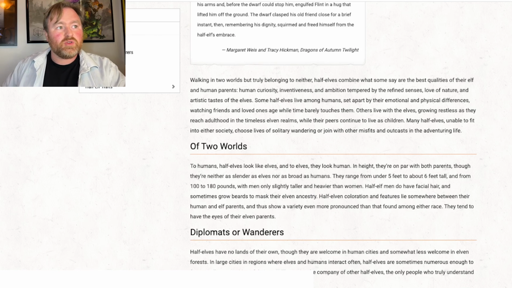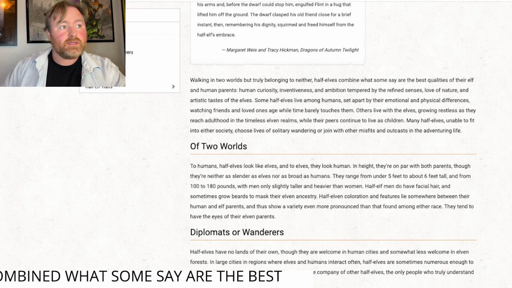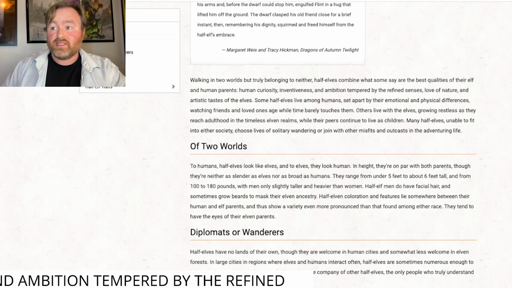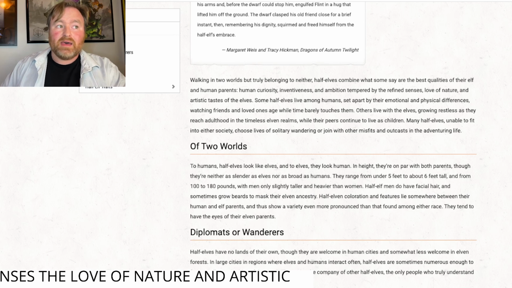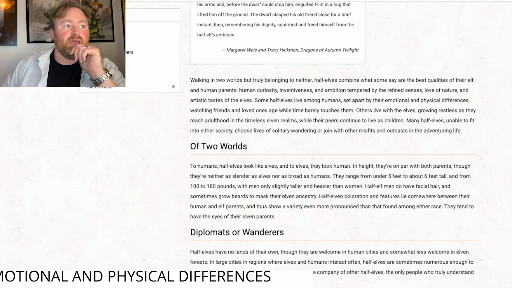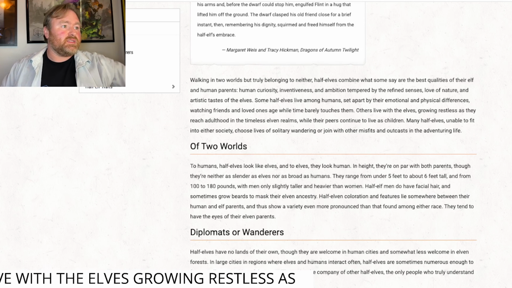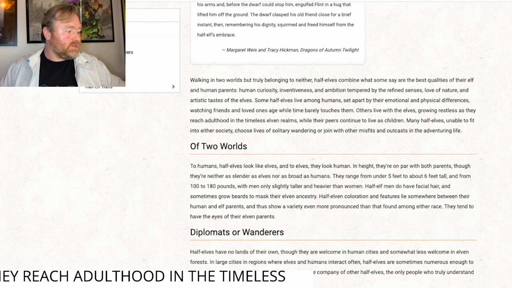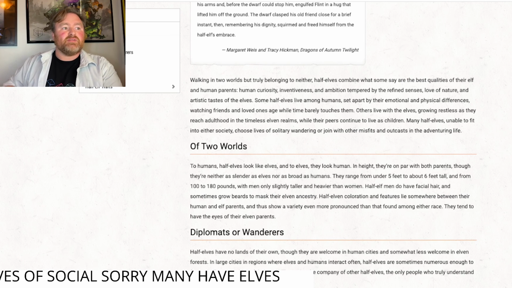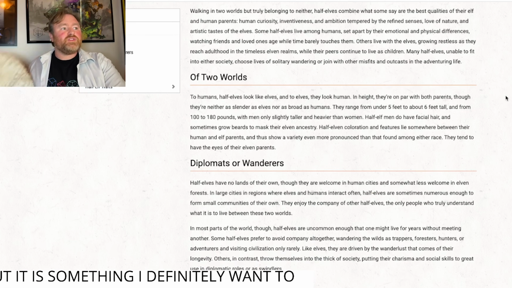Walking in two worlds, but truly belonging to neither, half-elves combine what some say are the best qualities of their elf and human parents. Human curiosity, inventiveness, and ambition tempered by the refined senses, love of nature, and artistic tastes of the elves. Some half-elves live among humans, set apart by their emotional and physical differences, watching friends and loved ones age while time barely touches them. Others live with the elves, growing restless as they reach adulthood in the timeless elven realms, while their peers continue to live on as children. Many half-elves, unable to fit into either society, choose lives of solitary wandering or join with other misfits and outcasts in the adventuring life.